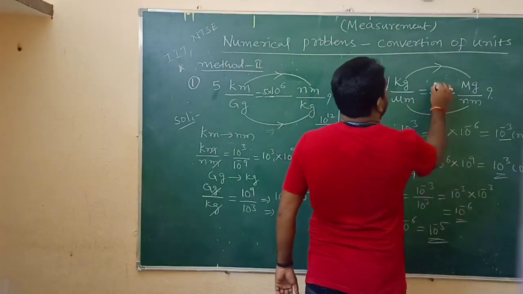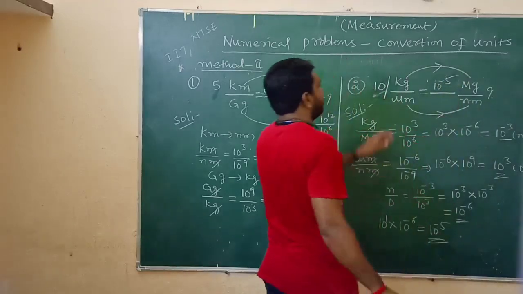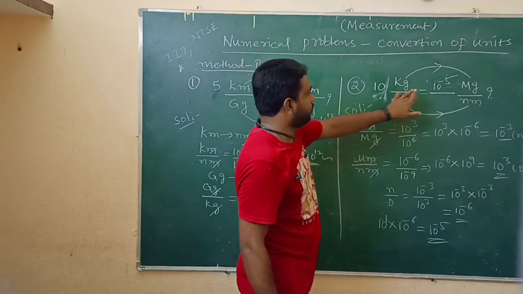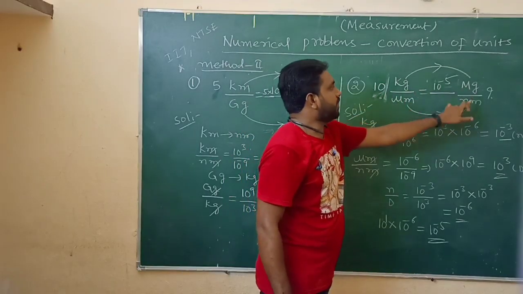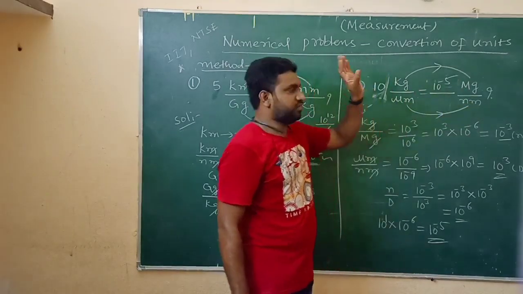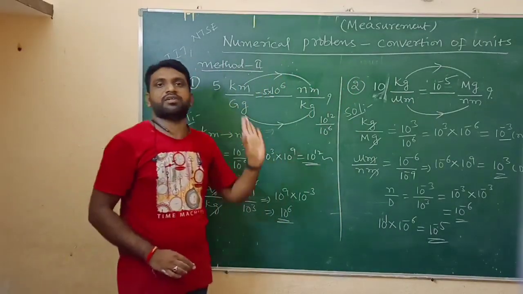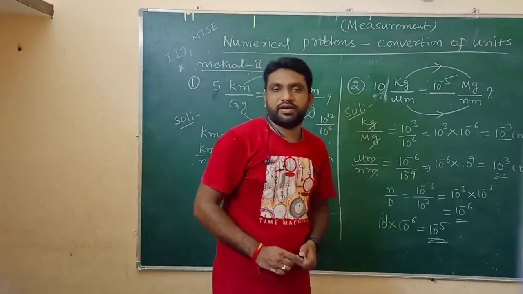So that is the final answer. Now 10 kg by micrometer equals 10 to the power of minus 5 megagram by nanometer. In this way we have to solve the problem. This is method 2, a very important method for everyone, for all competitive exams.